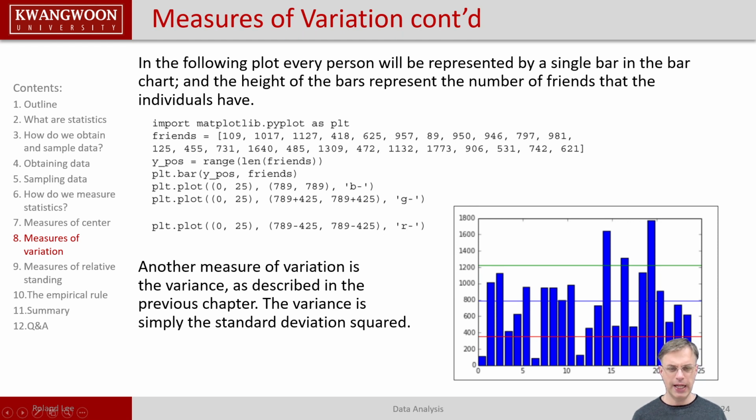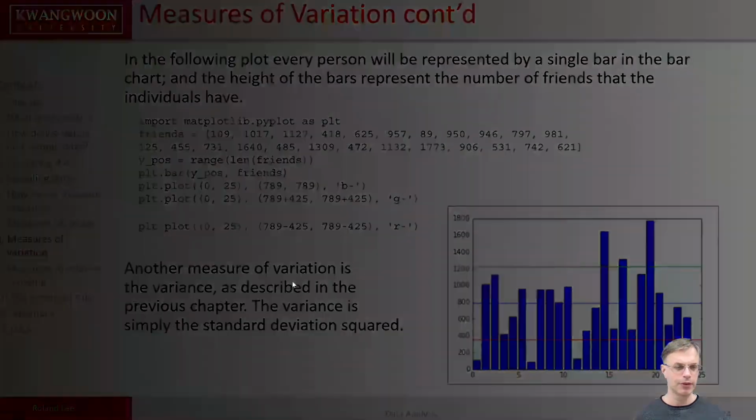Now, note how most of the data lives between the green and the red lines, while the outliers live outside the lines. There are 3 people who had friends count below the red line, and 3 people you see here above the green line. It's important to mention that the units for standard deviations are the same units as the data units. So we would say that the standard deviation is 425 friends on Facebook.